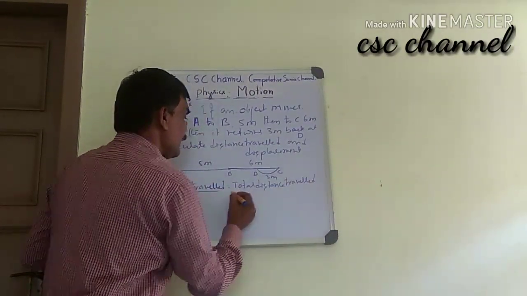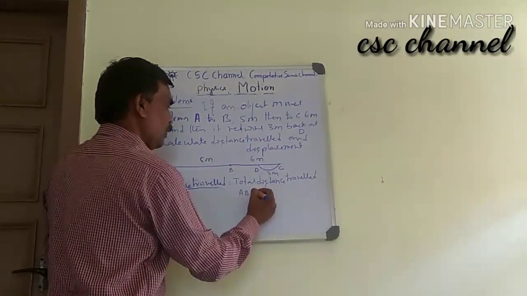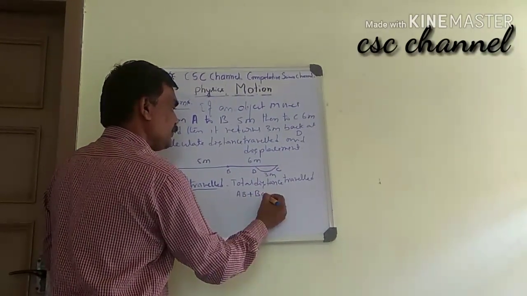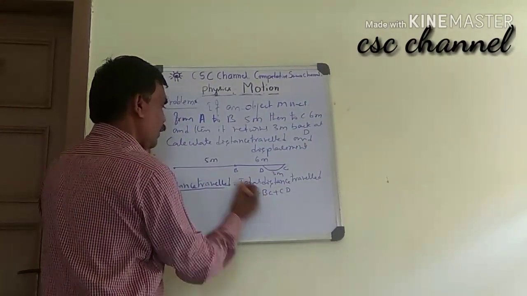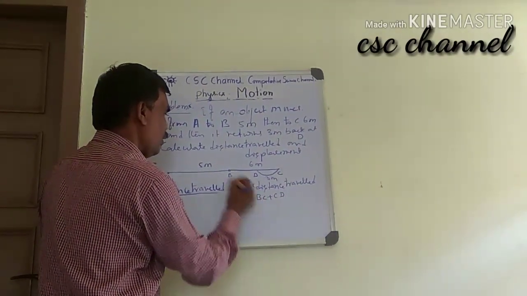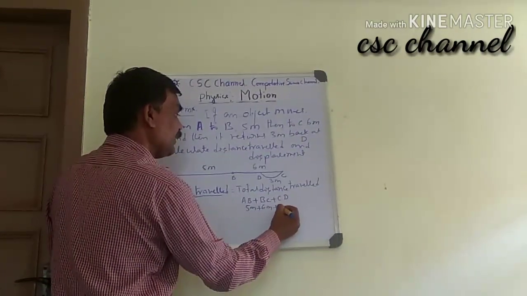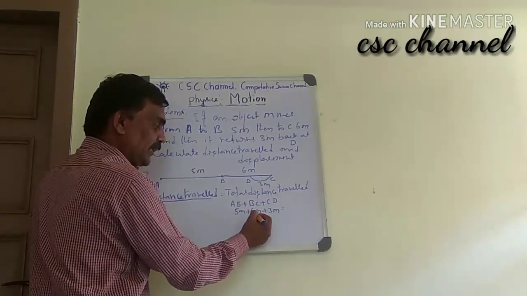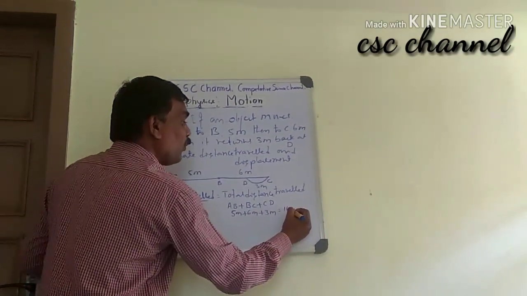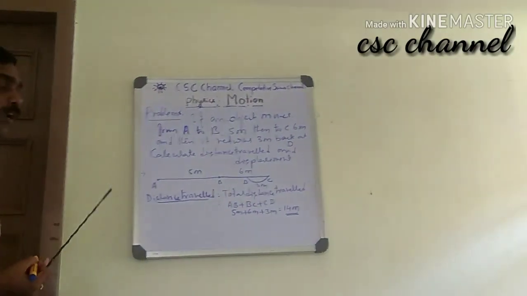So, total distance traveled is from A to B, B to C, then C to D. So, 5 meter plus 6 meter plus 3 meter. That means 5 plus 6, 11, plus 3, 14 meter is the distance traveled.